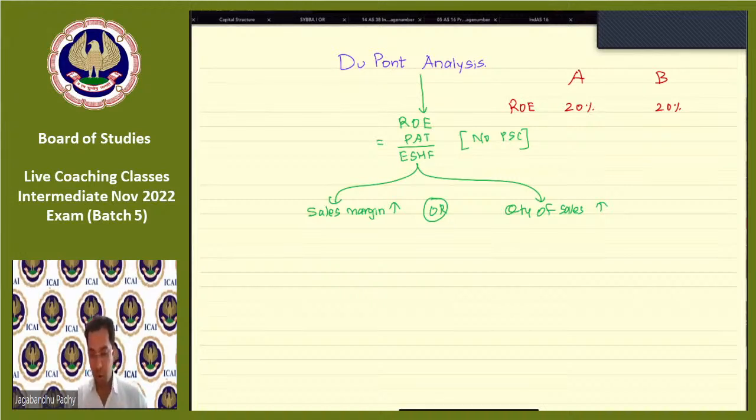Now, don't think of altering the equity share capital as of now, as it is. Don't think of altering the capital employed. We'll come to that at a later point. But right now, I can say, sir, to improve the return on equity, I need to improve the sales margin or the quantity of sales. Now, how do I go about improving it? How can we improve this sales margin, or how can we improve the quantity of sales?